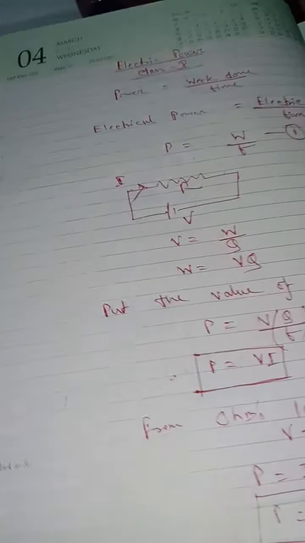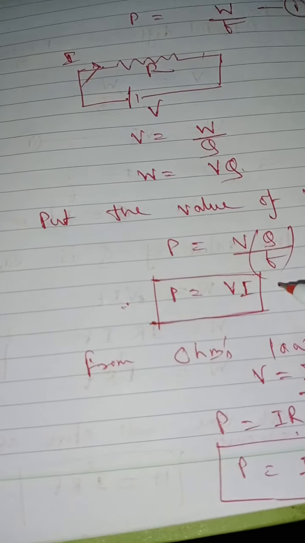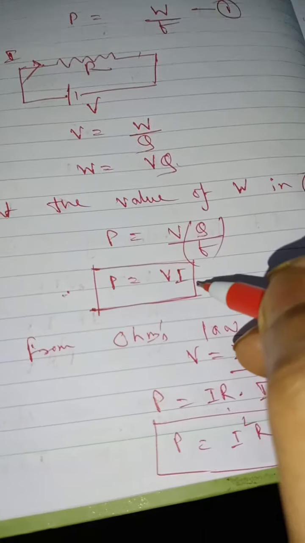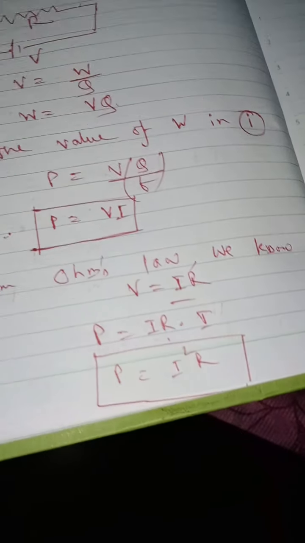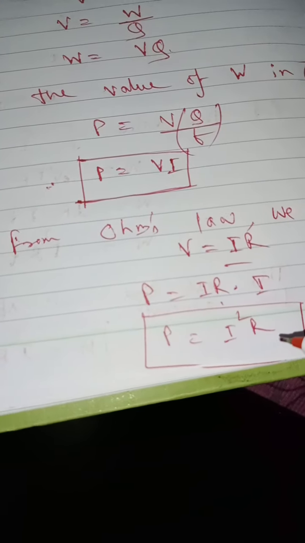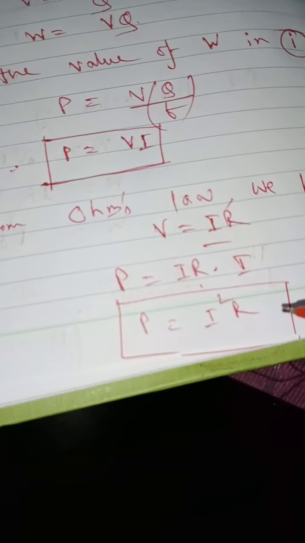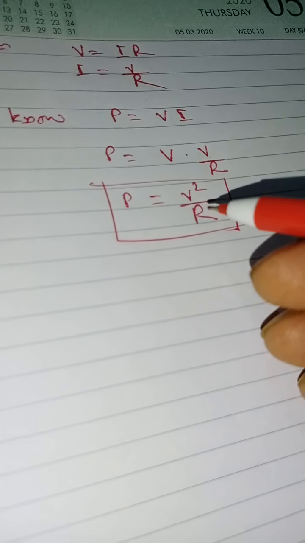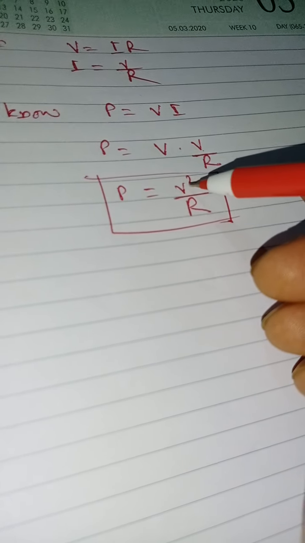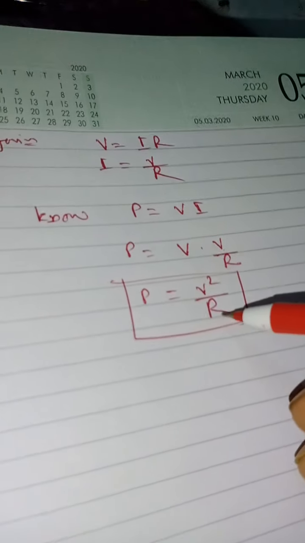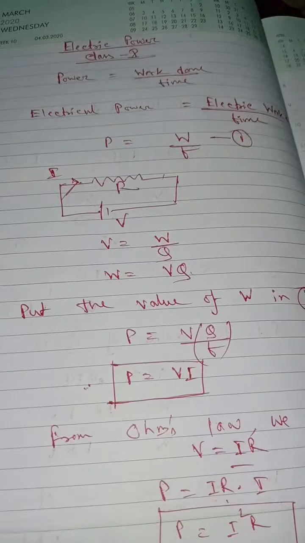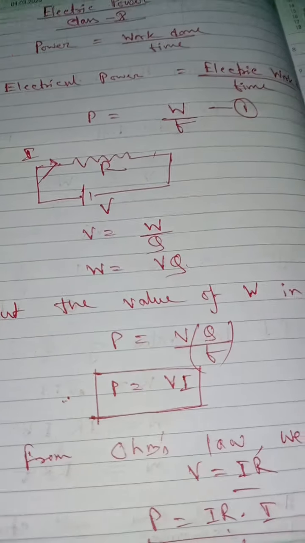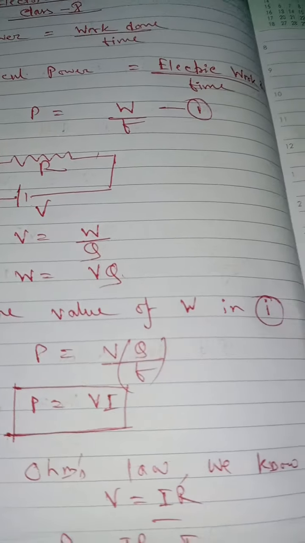So here electrical power is represented in terms of potential difference and current. Here the electrical power is represented in terms of electric current and resistance. And here the electrical power is represented in terms of potential difference and resistance. So these are the three expressions of electrical power.